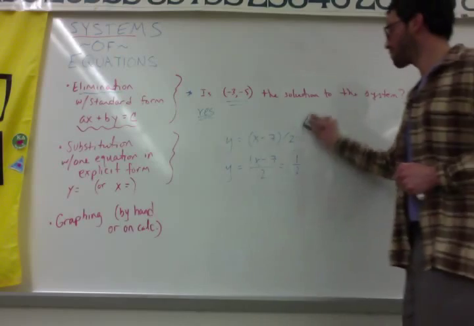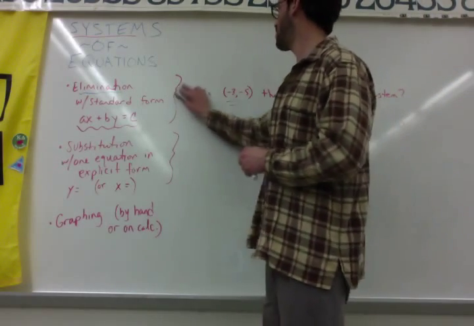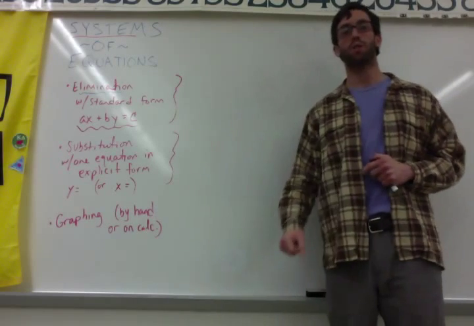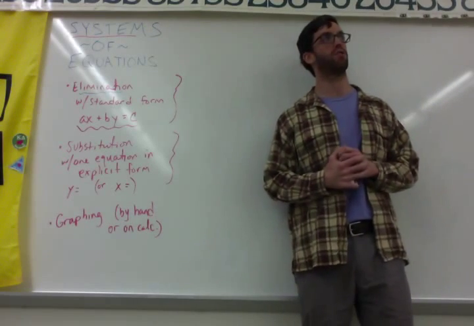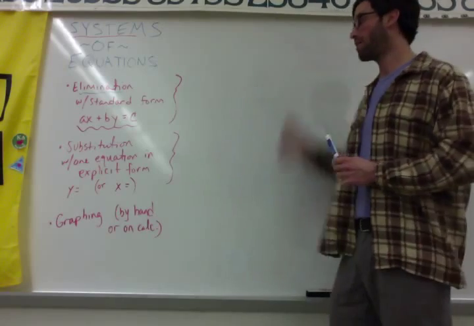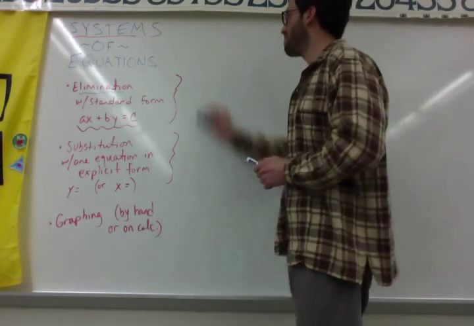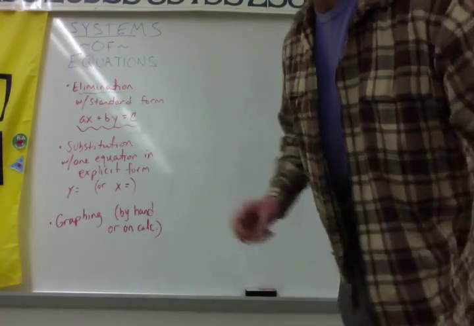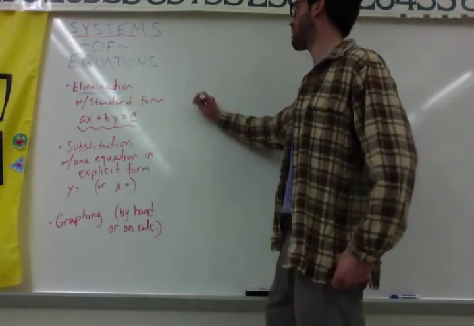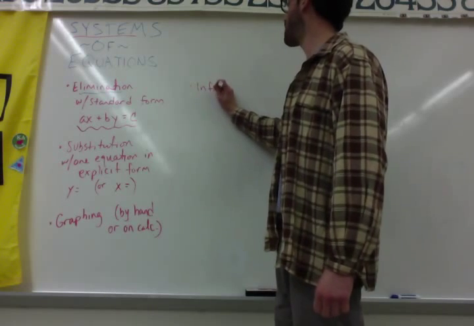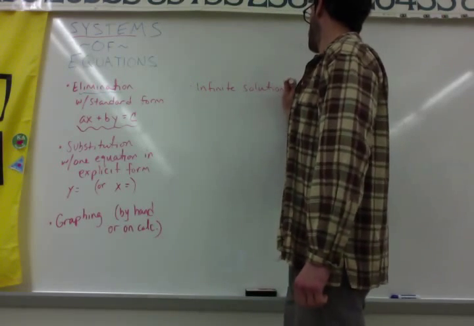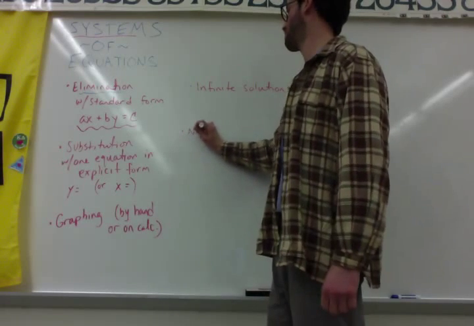Now, the next part of this video is going to explain to you where some weird types of solutions could happen. So in this part we're going to tack on some more of what we're calling need-to-knows. The need-to-knows of this unit are infinite solutions. When might you have infinite solutions to a system? And then when might you have no solution?